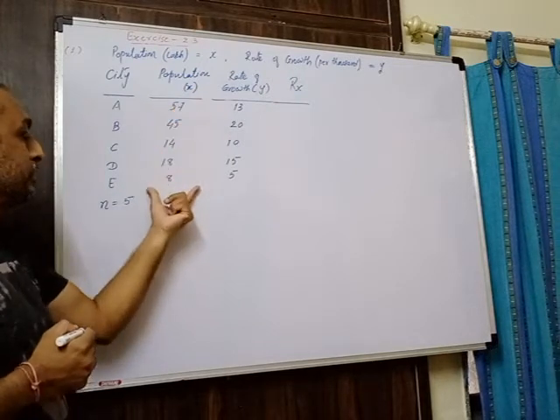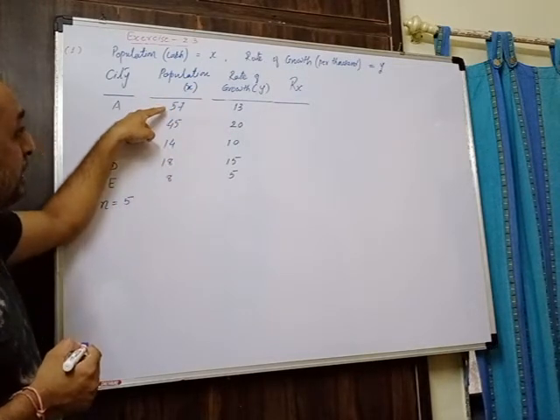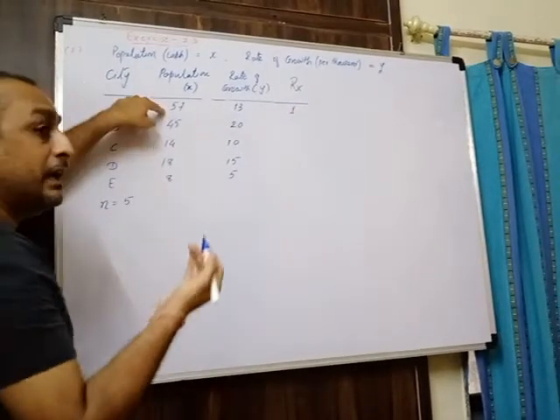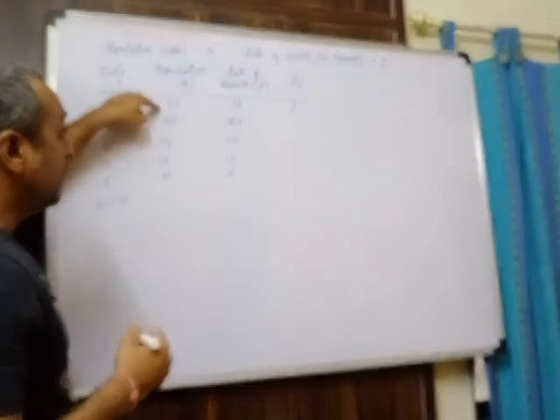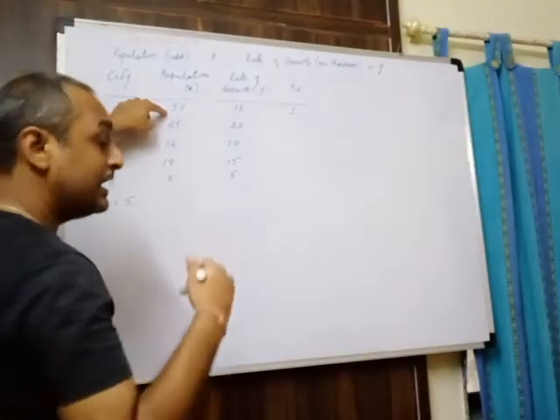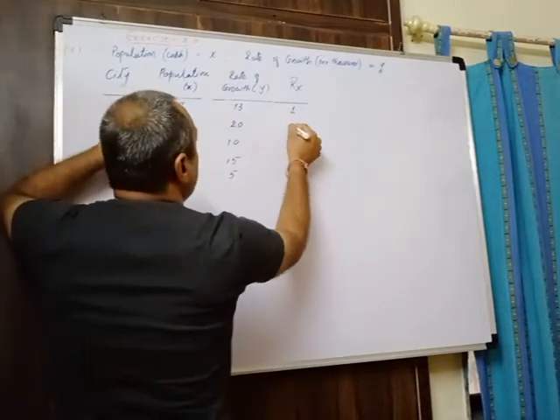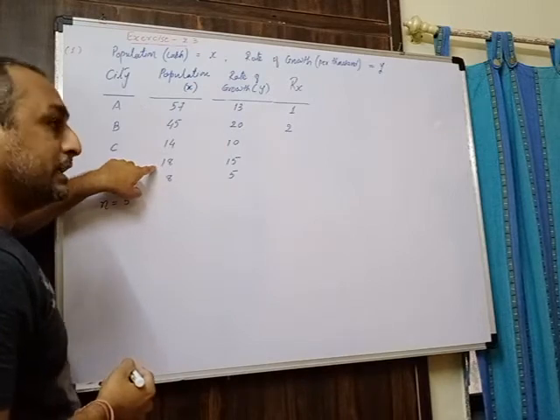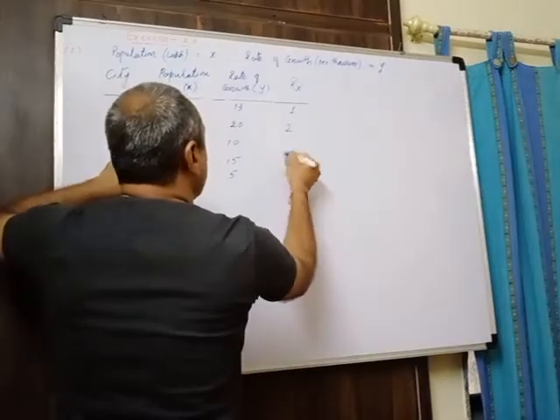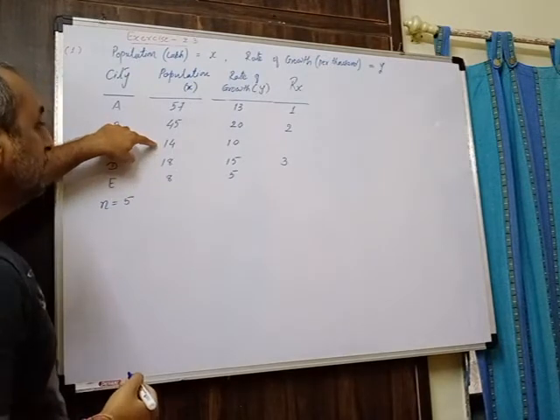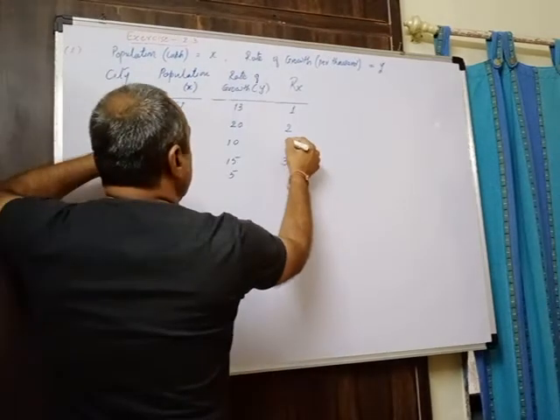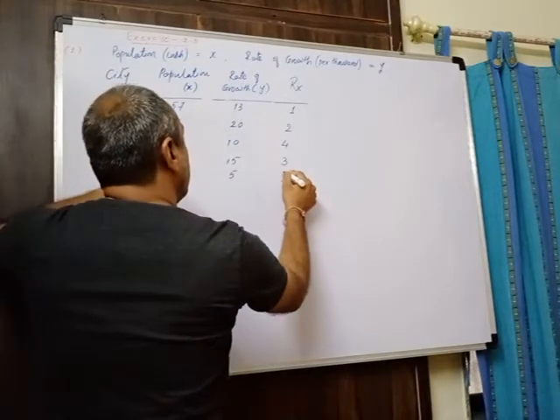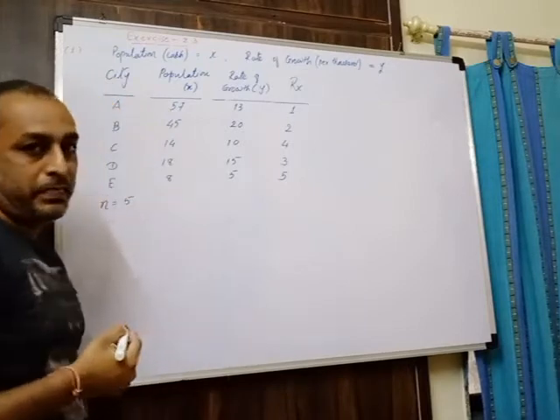In the observations of x, the highest value available is 57, so 57 will be given rank 1. Then the next value: after 57, the second highest value is 45, which will be assigned second rank. After 45, the next highest value is 80, which will be given third rank. Then the next value is 14, which will be given fourth rank, and the last value, the lowest one, is 8, which will be given the fifth rank. This is the first thing.